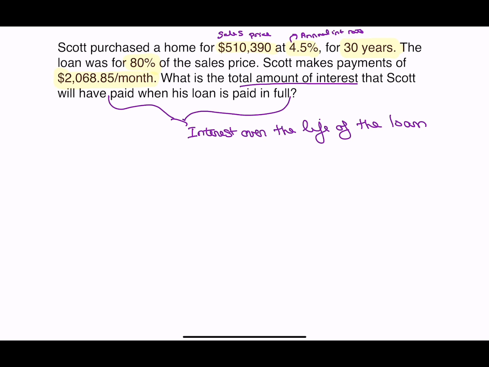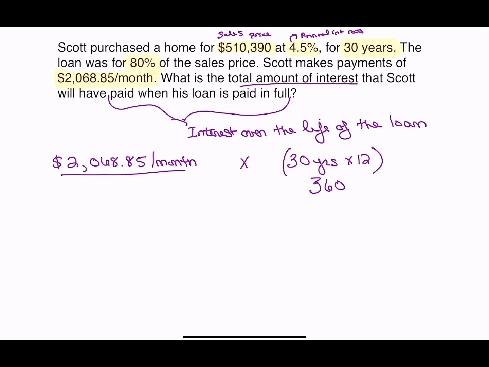Okay, so we want to know how much is this total interest that he's paying over the life of the loan. Well, what we do know is that the payments that he's making monthly are $2,068.85 a month. And we also know that he's making these payments. He's paying this loan for 30 years. And if you're making payments for 30 years, you're doing that 12 times a year. So that means if I multiply this 30 years times 12, that gives me 360. Overall, what I know is that he's going to be making payments of $2,068 360 times. And that will give me the total principal and interest, everything he's paying over the 30 years.